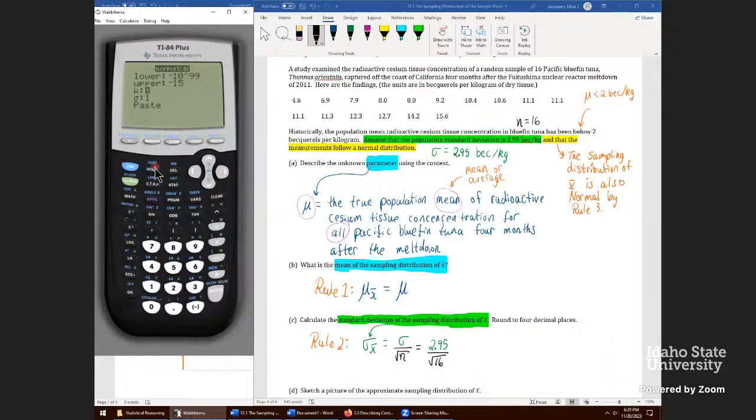Not sure what we were doing over here, but this was last week when we were working. So we just are going to type in 2.95, hit divide, and we will need to go second and this button here to get the square root out. Sample size of 16 goes in, and that's it. That's our standard deviation. This one we're rounding to 4 decimal places as 0.7375. Actually, it looks like that's not rounding. It's exactly 0.7375.